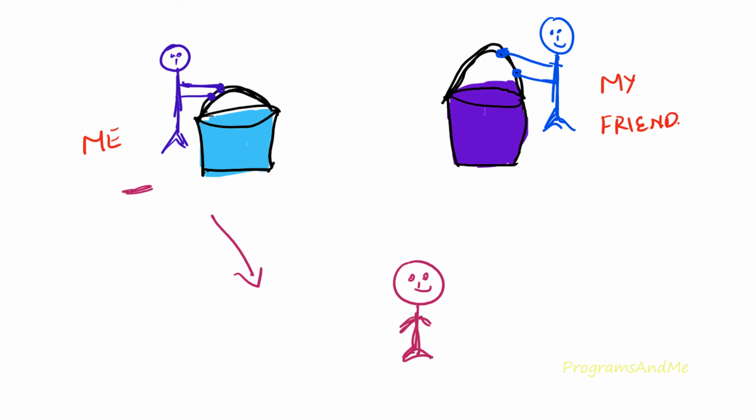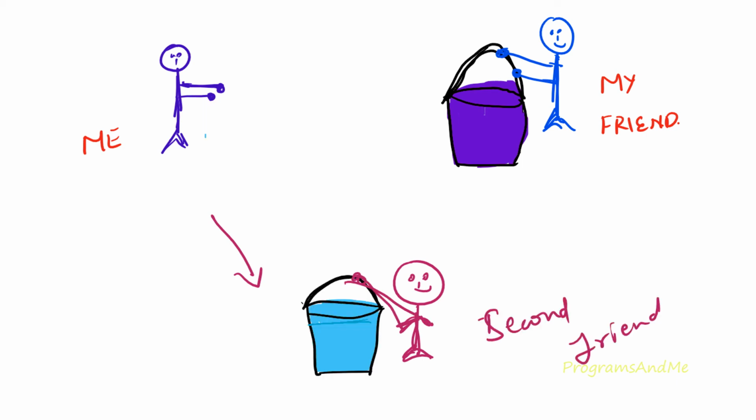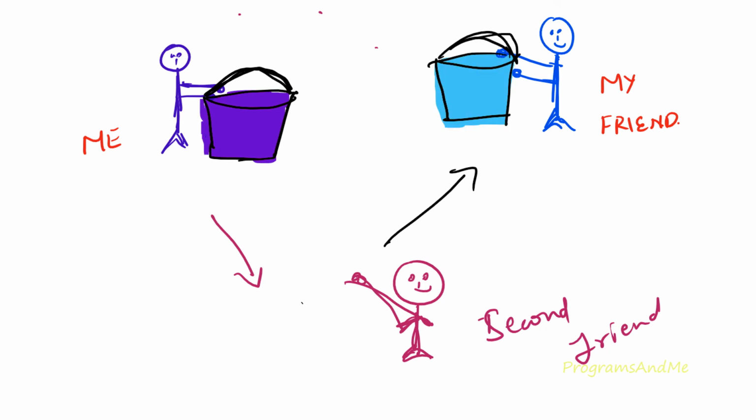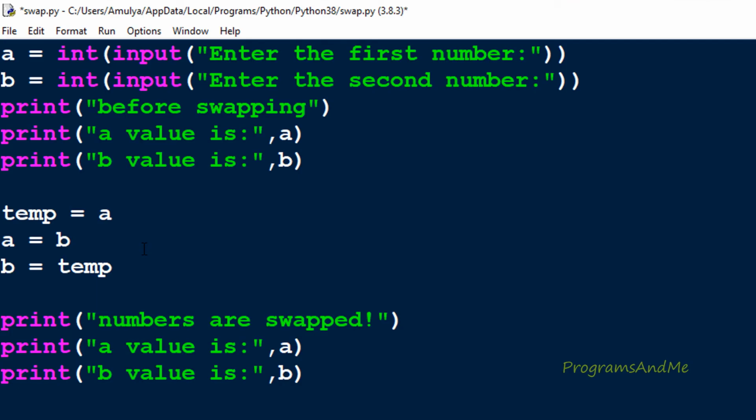That's what we are doing here. I'll give my bucket to my second friend. Her hands are free. I'll give my bucket to her and take the bucket from my friend. Now my friend will take the bucket from her. So now we can see our buckets are exchanged with the help of a second friend. That's what we are doing here. This is one way to swap two numbers.